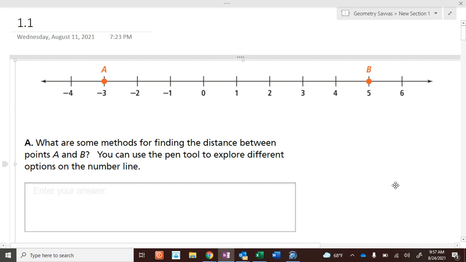Add them together. Negative 3 plus 5 is 2. Are they 2 apart? Count the numbers in between, or count? Yeah, count would work. That's one way of doing it.